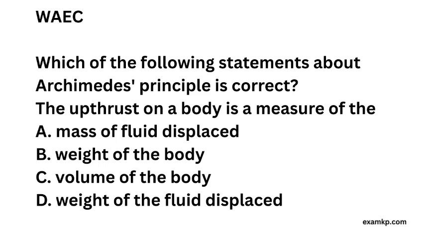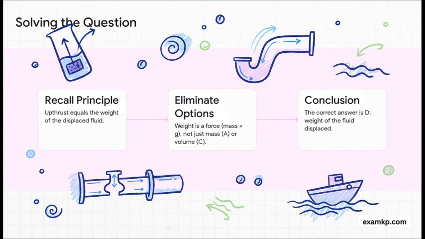Alright, take a look at this. It's a real question from a past WAEC exam. It asks for the correct statement about Archimedes' Principle. What do you think? Is the upthrust on a body a measure of the mass of the fluid displaced, the weight of the body, the volume of the body, or the weight of the fluid displaced? Go ahead and pause here for a second and really think it over. Okay? You ready? Let's break it down.